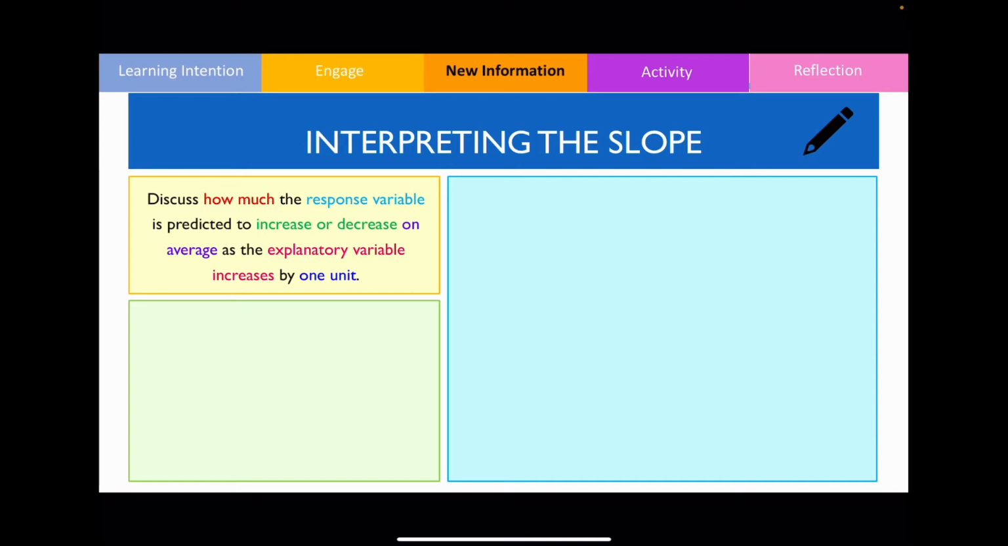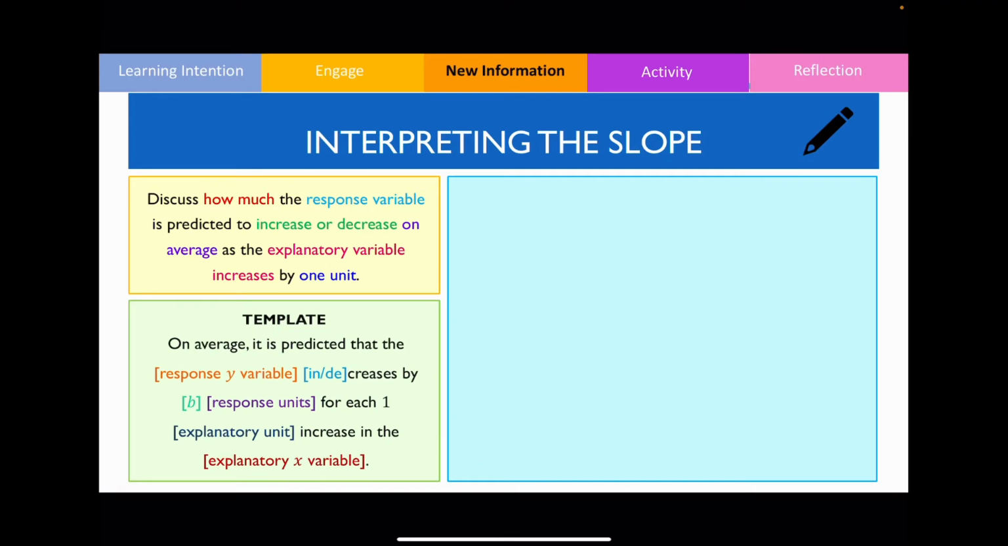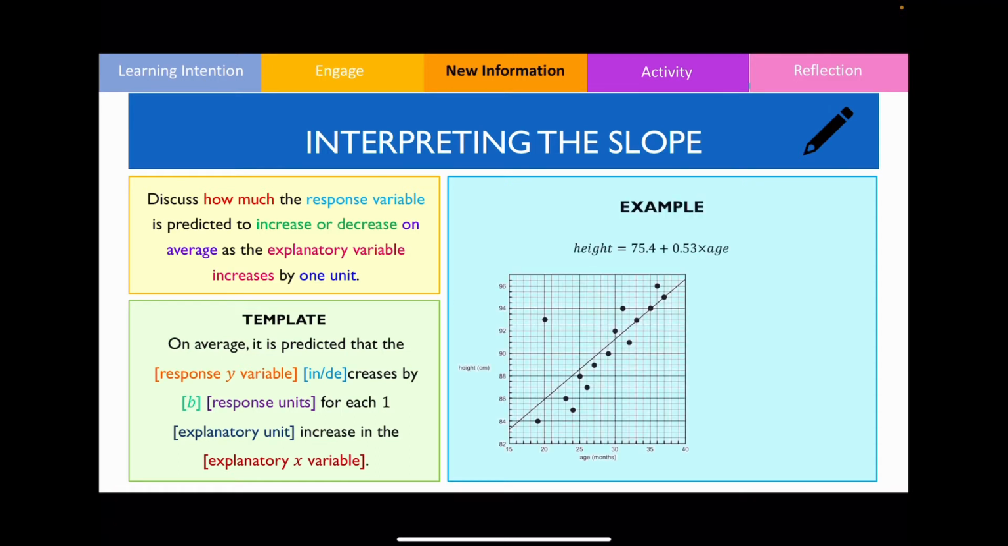To make it a lot simpler for us to interpret the slope, I want you to be using this template over here to formulate your responses. Let's look at an example where we need to interpret what the gradient represents. In this example, I've got the regression line and I know that my slope or gradient is equal to 0.53.